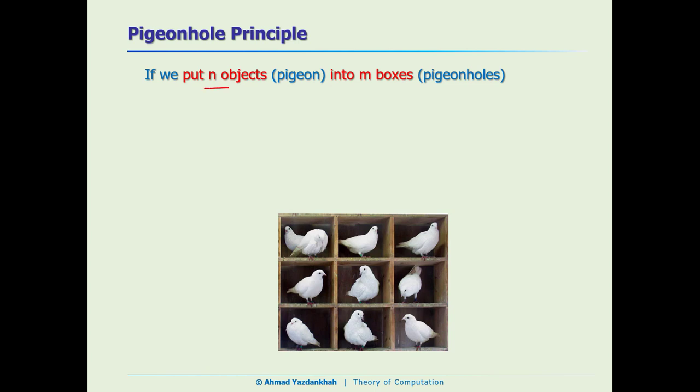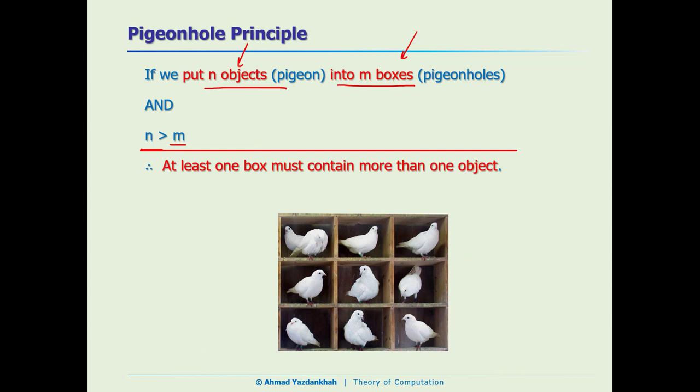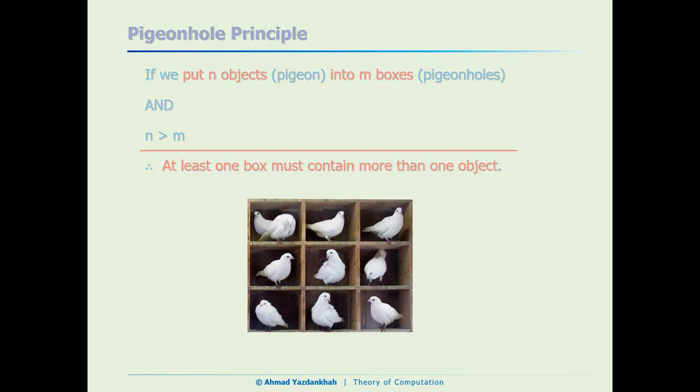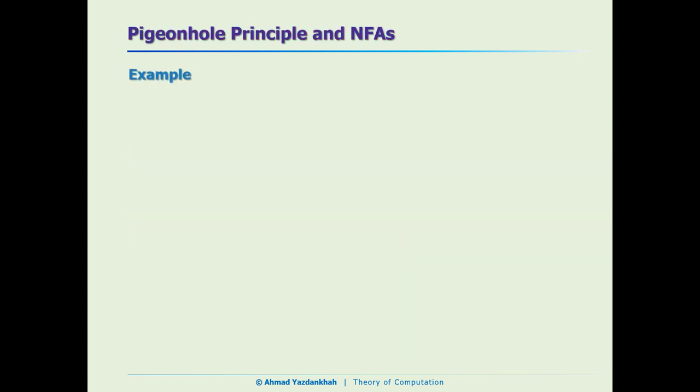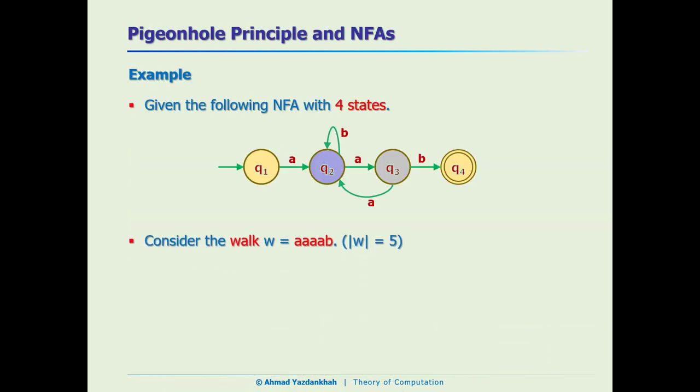If we put n objects into m boxes and n is greater than m, so the number of the objects is more than the number of the boxes, then we can conclude that at least one box must contain more than one object. Maybe you are asking, so what is the relationship between the pigeonhole principle and NFAs? That's a good question. Let's see what the relationship is. I'm going to explain that via this example.